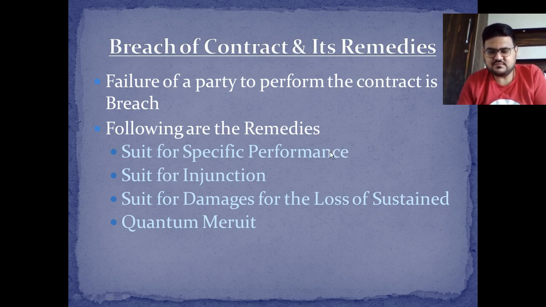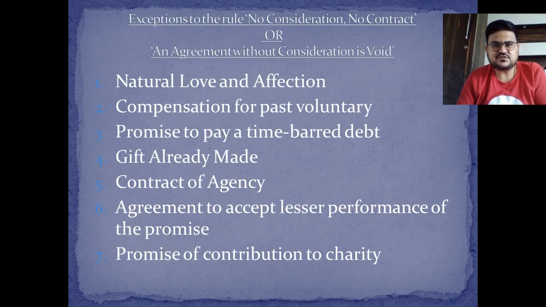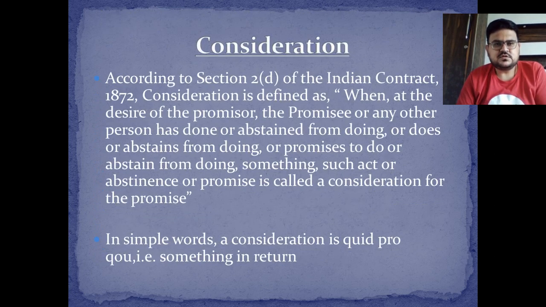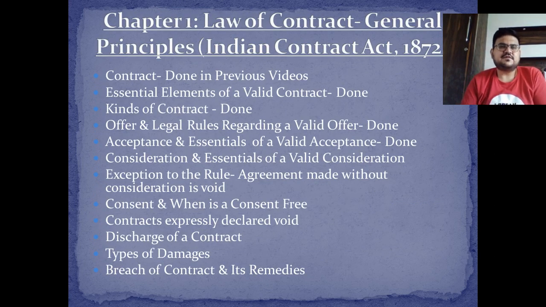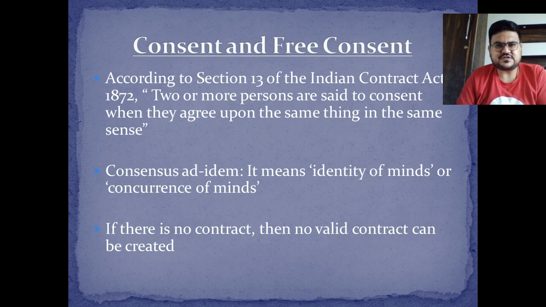So with this, we come to the end of chapter 1. I'll quickly run through what we have seen so far. As you can see with the index, we have already learned what is a contract, essential elements of a valid contract, kinds of contract, offers and legal rules regarding a valid offer. This was done in the previous session, acceptance and essentials of a valid acceptance. Today we did what is consideration, essentials of a valid consideration, exception to the rule, agreement made without consideration is void, consent, and then contracts which are expressly declared void, discharge of a contract, types of damages, and breach of contract. So we have studied all of this.